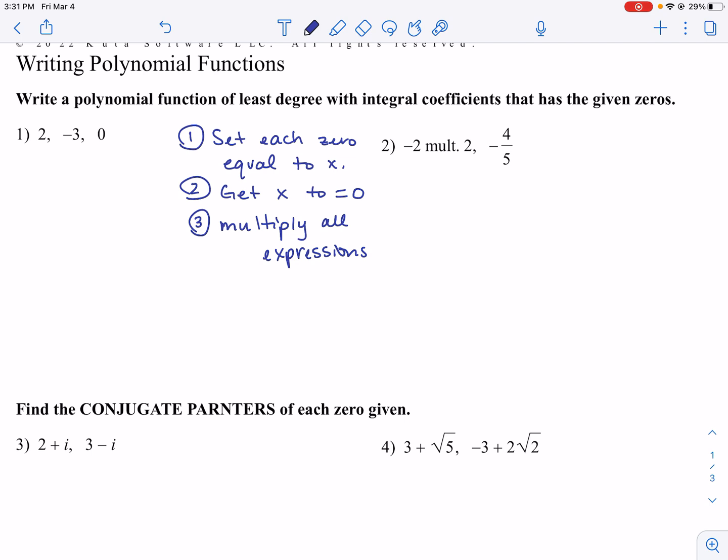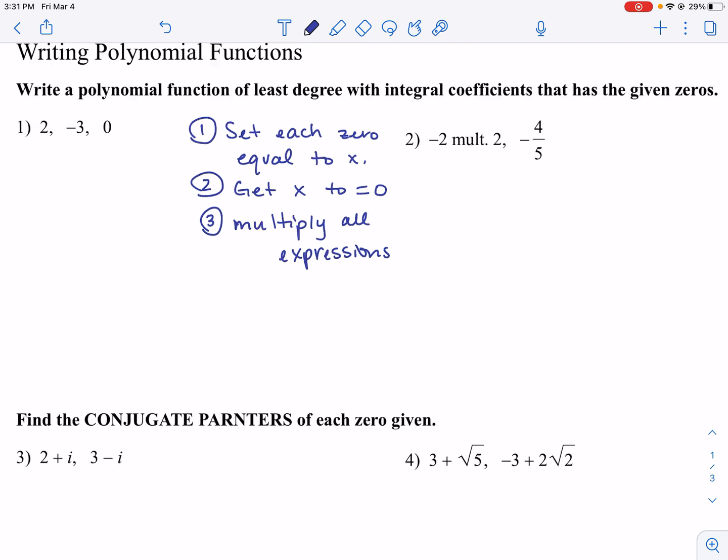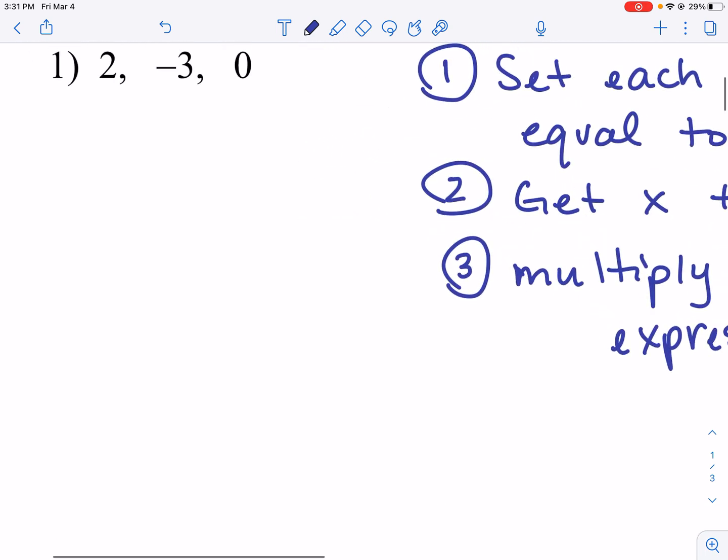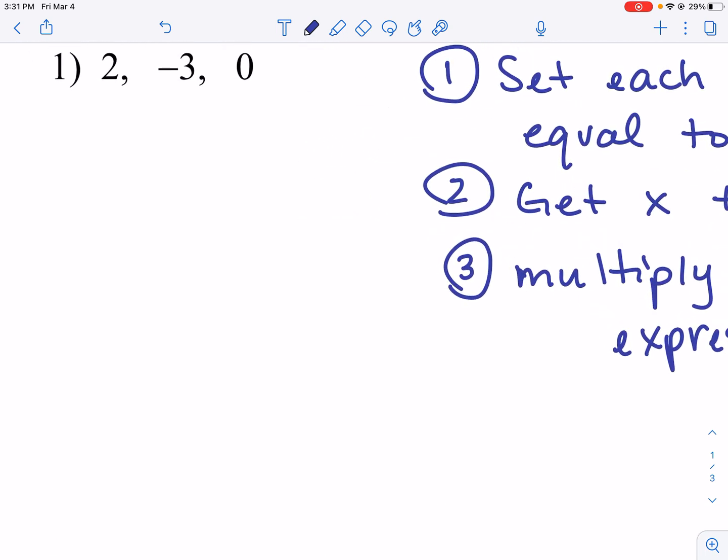This is a pretty large section of work here. This takes a lot of work. So please, we're going to start slow and then ramp our way up, okay? So I'm going to start with number 1. And the first thing I'm going to do is set these all equal to x, right? Because these are x intercepts.